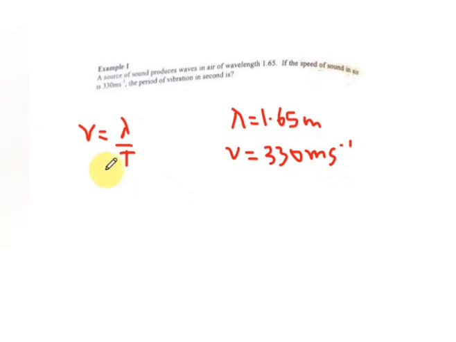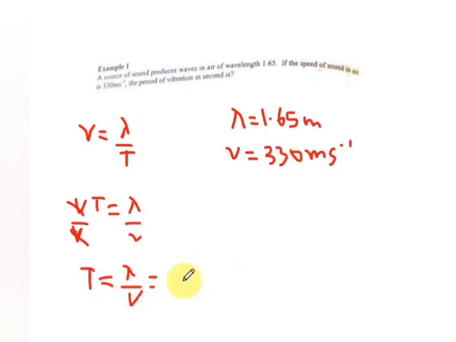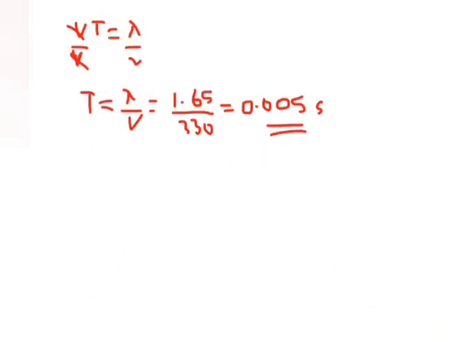So let's substitute this into the equation by making T the subject. We'll have vT is equal to lambda, divide both sides by v, then T is equal to lambda over v. So let's input the values. Lambda is 1.65 meters and v is 330 meters per second. So we'll work this out. Our result is going to be equal to 0.005 seconds. So that's the period of the wave.